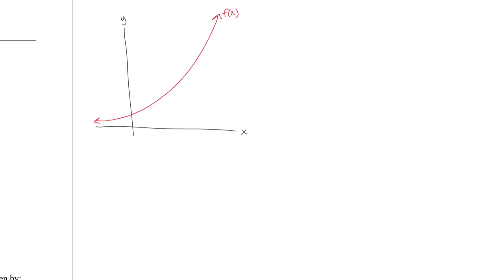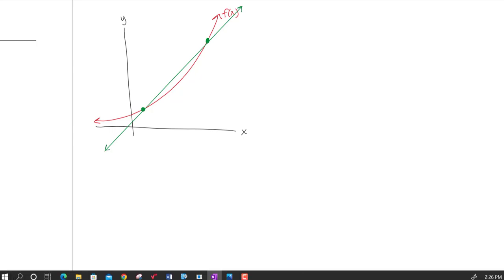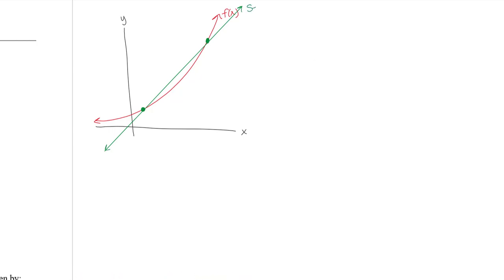Now if I look at any two given points, so let's say this point right here and this point right here, I can connect them with a straight line, like so. And this line, by definition, is called a secant line because it crosses through my function two times. If I find the slope between these two points, we also know this to be the average rate of change. So let me identify these in terms of their x values, their input and their output.